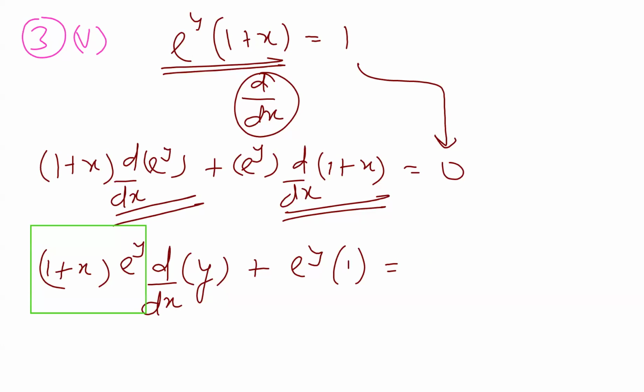Is it 0? Sorry, is it 1? The value of e raised to y into 1 plus x, is it 1? Yes. Okay, so this is 1 into dy by dx plus e raised to y is equal to 0, right? So what is eventually the value of dy by dx? The value of dy by dx is minus e raised to y. So dy by dx is equal to minus e raised to y.